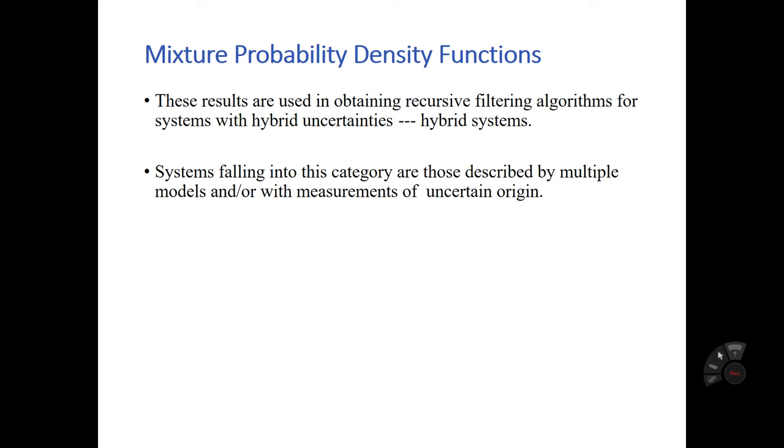So again, these results are used in obtaining recursive filtering algorithms for systems with hybrid uncertainties. Hybrid uncertainties we already discussed in lecture 1. It means there are a lot of problems in filtering algorithms. So these results are used in obtaining the estimation for the recursive filtering. Systems falling into this category are those described by multiple models or with measurements of uncertain origin. Now, chi-square distributed random variables.